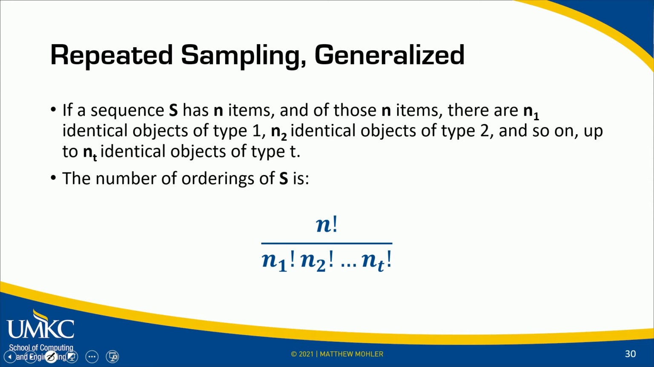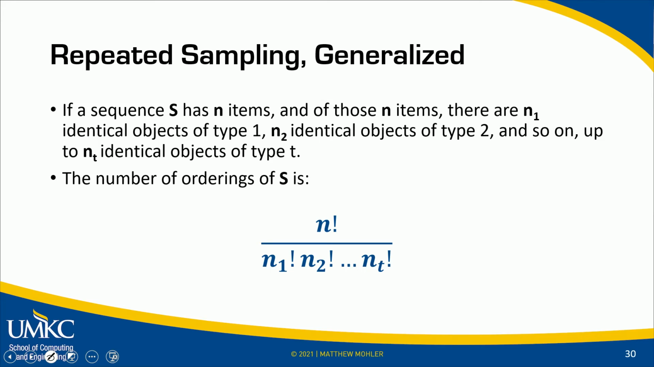So the first statement here that we'll make is that we have a sequence S. And if that sequence has n items, and within those n items there are n sub 1 identical objects of type 1, n sub 2 identical objects of type 2, and so on, all the way up to n sub t identical objects of type t, then we'll say that the number of orderings of S is just n factorial divided by n sub 1 factorial multiplied by n sub 2 factorial multiplied by n sub 3, n sub 4, all the way up to n sub t factorial.